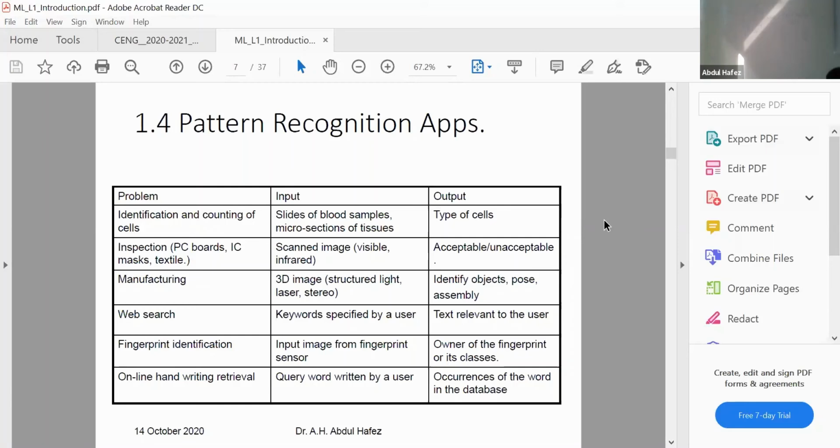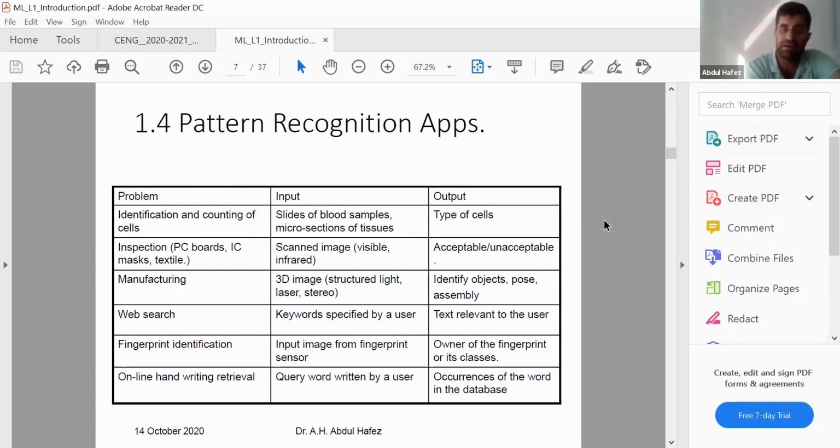This application varies from industrial applications, like manufacturing, to health science applications. Also, it can be a security application, like fingerprint identification or online handwriting identification. These are all kinds of security applications. Please read this table slowly and try to understand or guess.